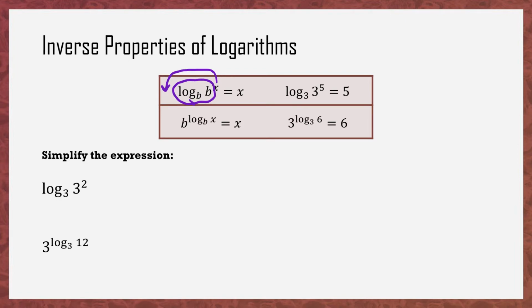So in an example using numbers, log base 3 of 3 to the fifth, this whole part right here will be reduced to 1. So that reduces to 1. The 5 will come down in front. 5 times 1 is 5.